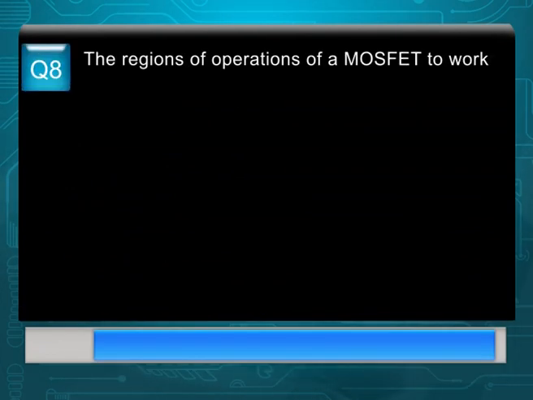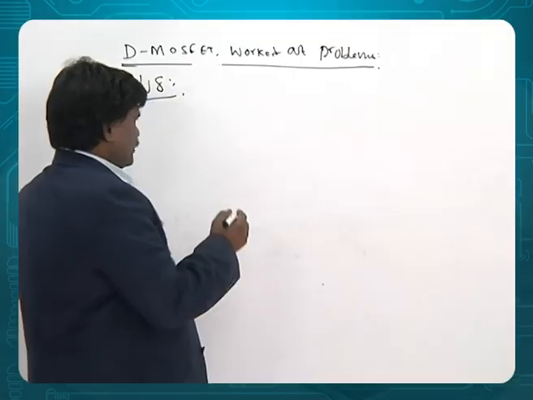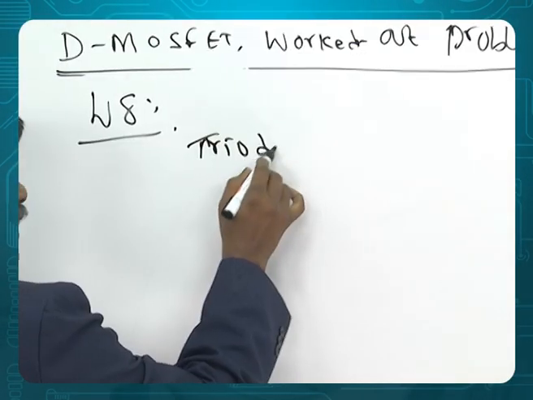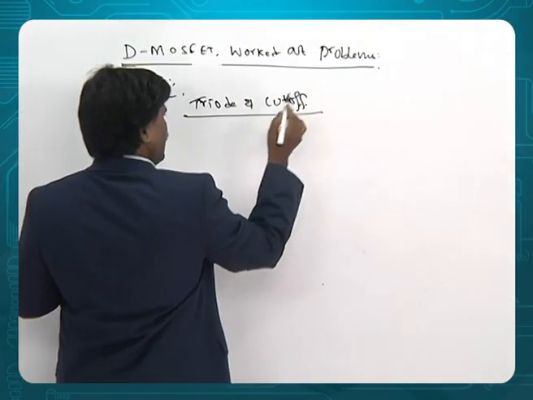Problem number 8. The regions of operation of a MOSFET to work as a linear resistor and a linear amplifier. Linear resistor, linear amplifier. What regions of MOSFET? A, cutoff and saturation. B, triode and cutoff. C, triode and saturation. D, saturation and triode. The options are triode and cutoff. These are the options possible.